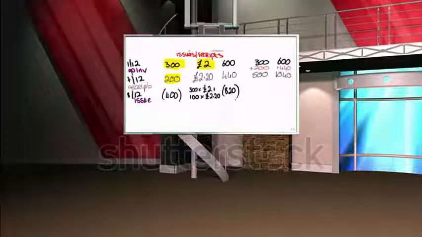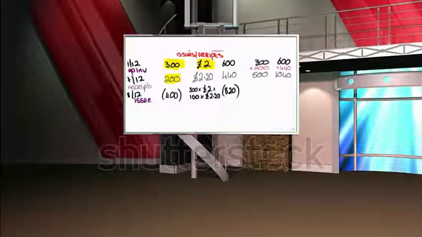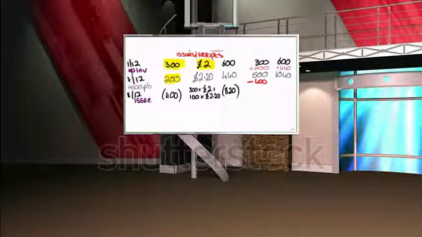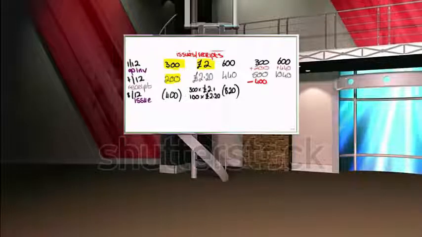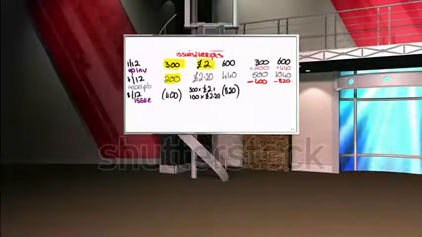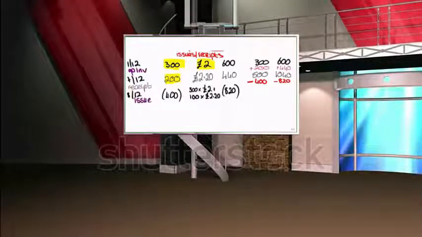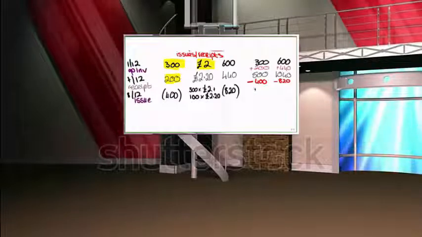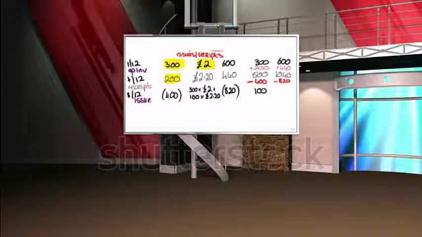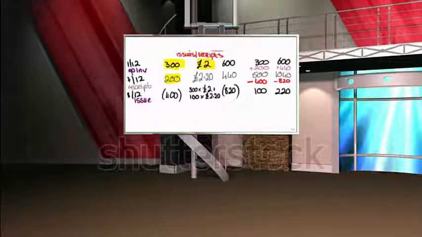So if we look at our running total then, what has happened to our inventory levels? Well, we've taken away 400 units and issued them to production. And the value we placed on those 400 units was £820. So we are left with 500 minus 400, we're left with 100 units, and those 100 units have a total remaining value of £220.